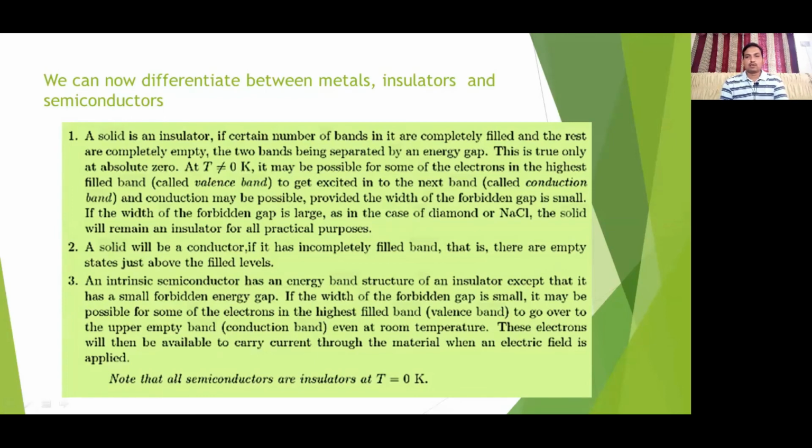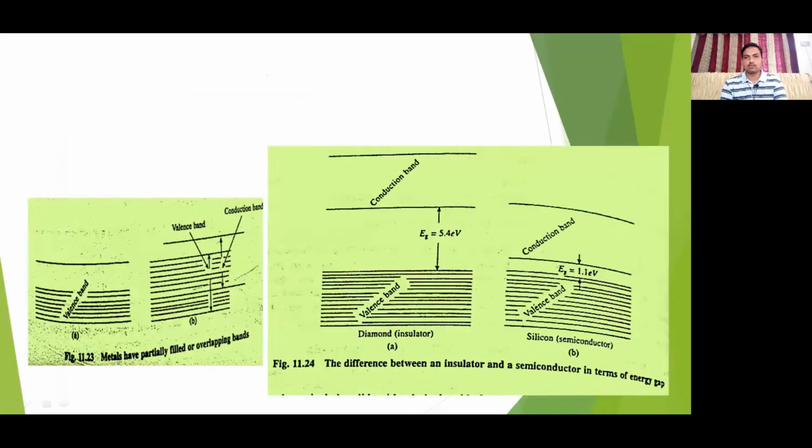Okay. Most of the insulators have a larger band gap. So they do not conduct at room temperature because of this larger forbidden gap. So it depends upon the forbidden gap whether a material will be a conductor, an insulator, or a semiconductor. This can be seen from these diagrams as well.